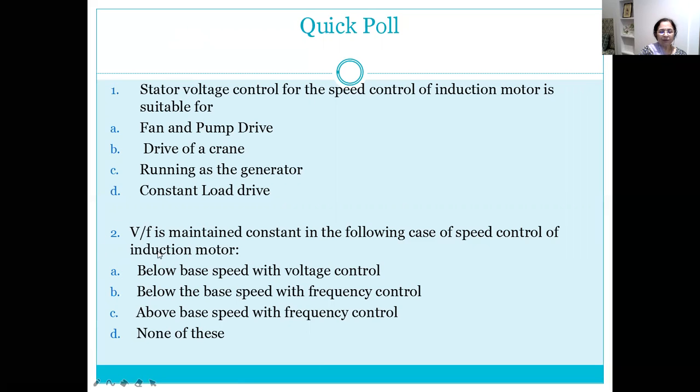The V/F ratio control method is more popular for wider speed control range applications, whereas stator voltage control is simpler but it offers a narrow speed control range. It suffers at lower frequencies when it is operating at lower speeds.